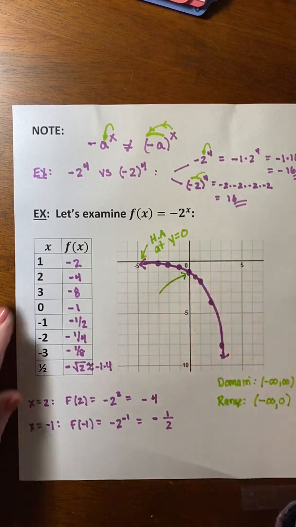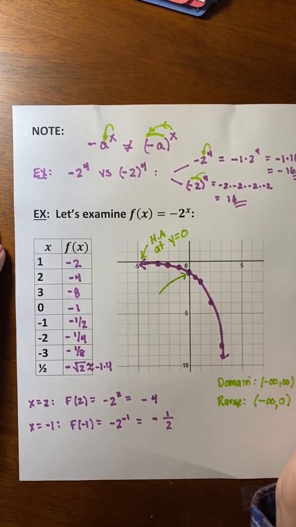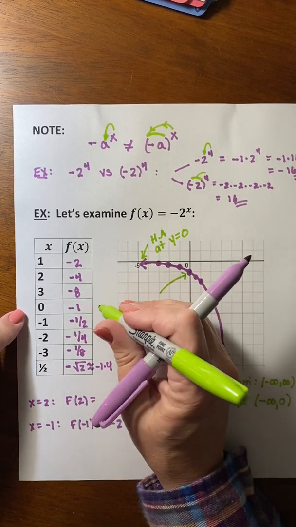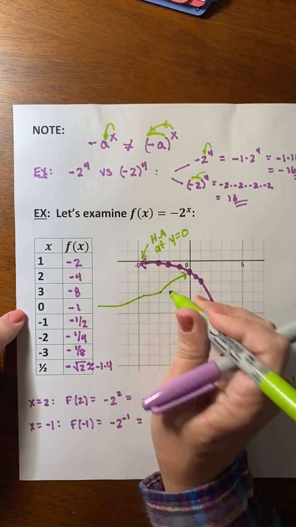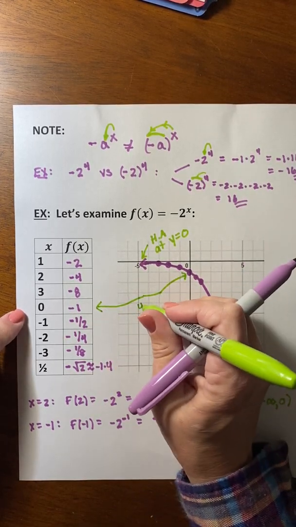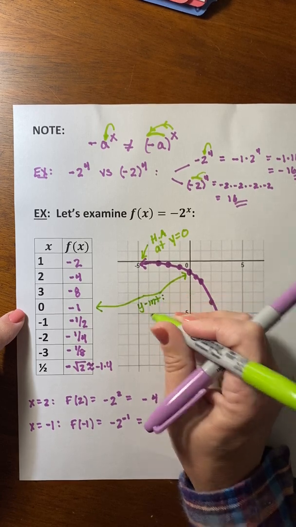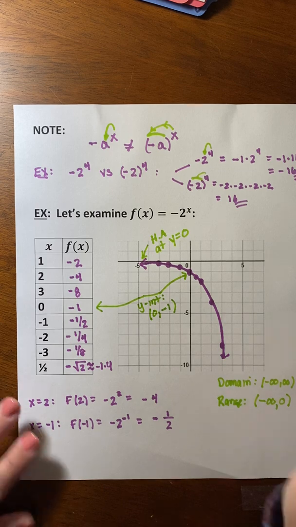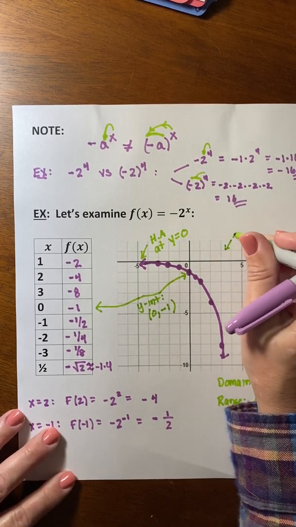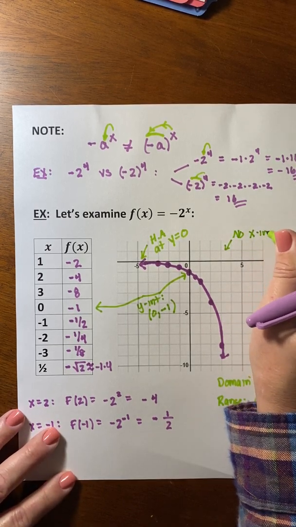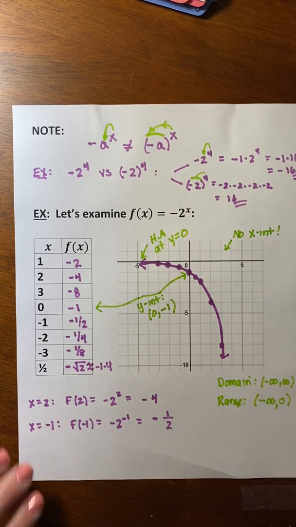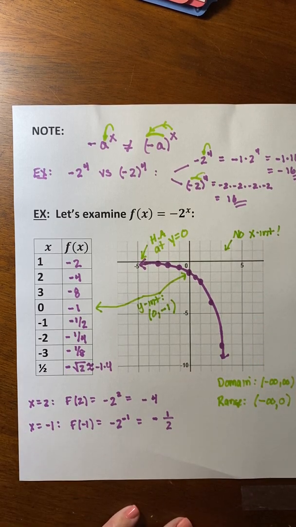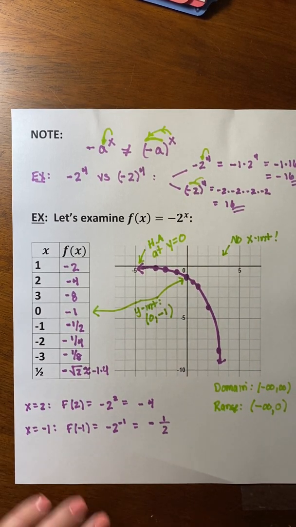We can find the y-intercept. The y-intercept is where it crosses the y-axis. It's when x equals 0. So the y-intercept is when x is 0, and it's at the point (0, -1), right? No x-intercepts. Sometimes they do, not in this case, though. No x-intercepts. So there's everything we need to know about that graph.